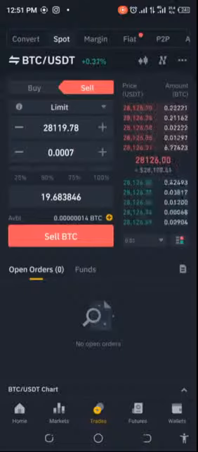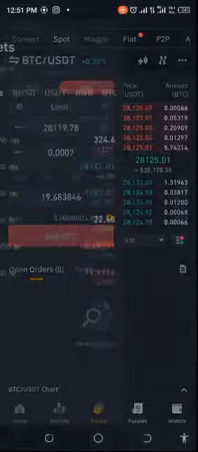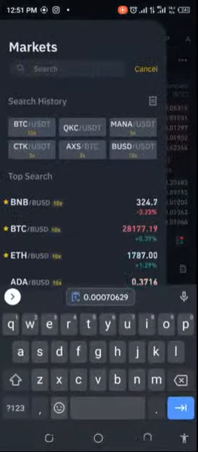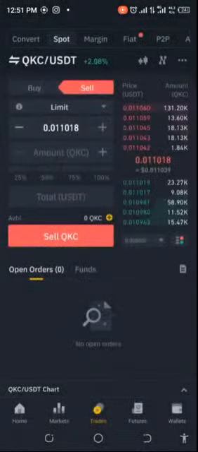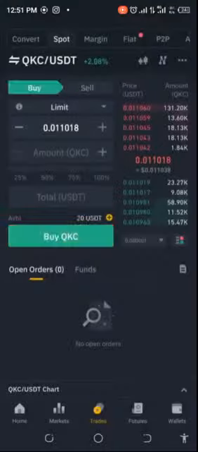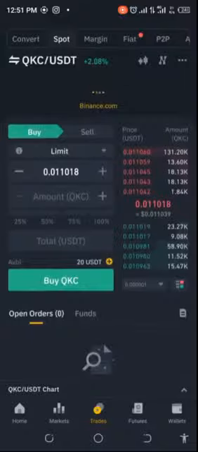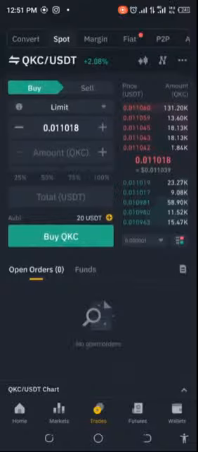So let's go back. Let's retrace our steps back to QKC USDT. I'm doing this so that we can be clear on what we really need to do and what we are deciding to do. What we want to do is buy, but it looks like we're going to have to use a limit order with a slight mix.